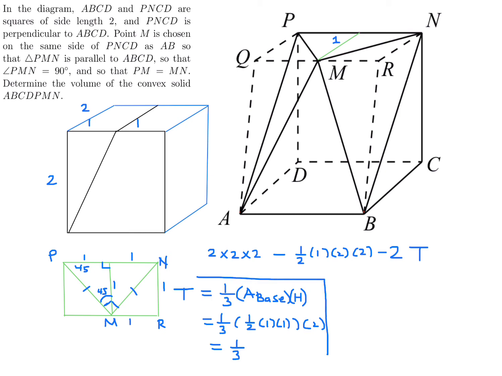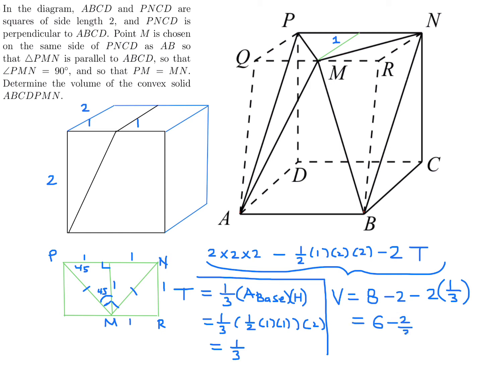So that's it. Now I can use this formula to figure out the volume. So the volume is going to be 2 times 2 times 2 is 8. And then 1/2 times 1 times 2 times 2, that is just 2. And then minus 2 times 1/3, because each tetrahedra has a volume of 1/3. So this looks like 6 minus 2/3.